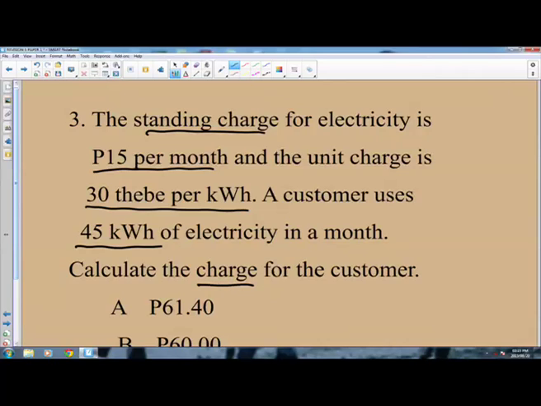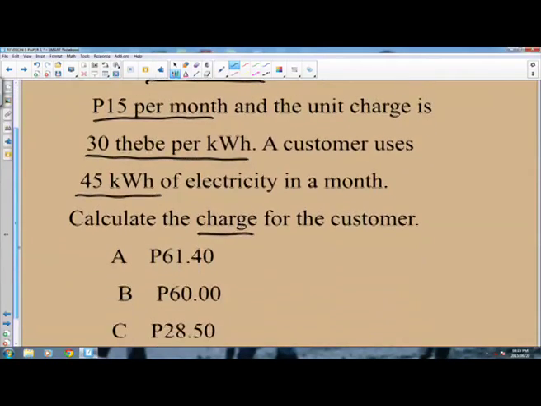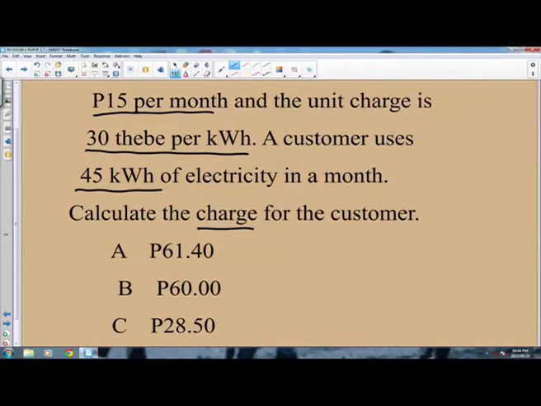So this is what you are asked to find. The first thing, the 30 tebe there, you need to change this to the pula. Change the 30 tebe to the pula. And then when we change this 30 tebe to the pula, note that it will be 0.30. This is how you change the 30 tebe to the pula. Or you can just multiply using this 30 tebe. So in other words, you will have 45 times 30. And then what is 45 times 30?